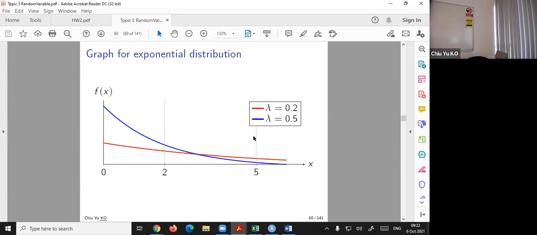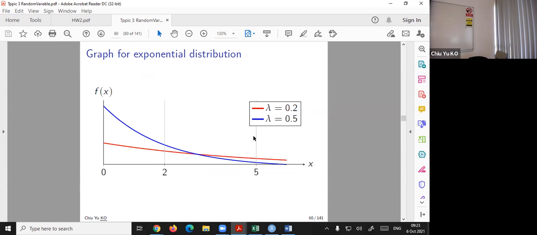Blue one has higher lambda, right? 0.5. So it starts from here. This drops, okay, and it drops faster, right? This drops slower, because the whole area must be 1, so it cannot drop faster. If it drops faster, this area will be smaller. The red will be smaller than the blue, so it must drop slowly, okay.